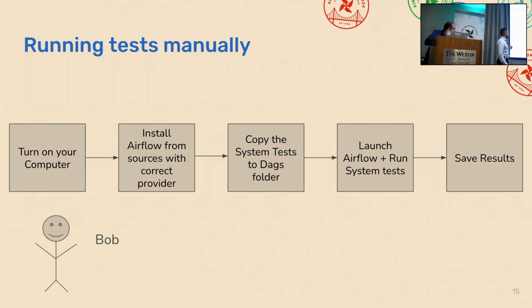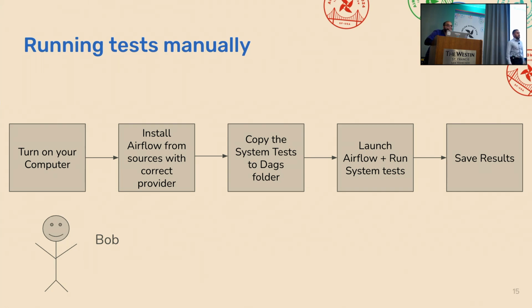All right, so how would Bob run the system test? Bob would first need to turn on his computer. Now, let's say that Bob is a classic and doesn't have a high-end laptop where you don't have to turn it on and off and everything. And then Bob would have to git clone the Airflow repository and install Airflow. And let's say that Bob now also wants to test a specific version of the provider's package. So Bob would also have to clone the specific version of the provider's package and do some file manipulation to paste this provider's package folder in the Airflow repository that he cloned before.